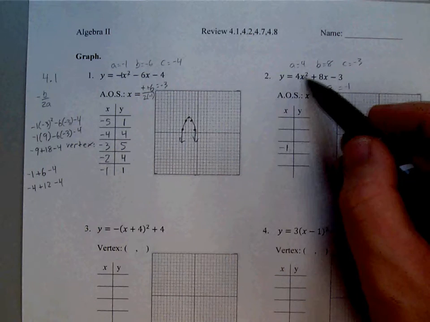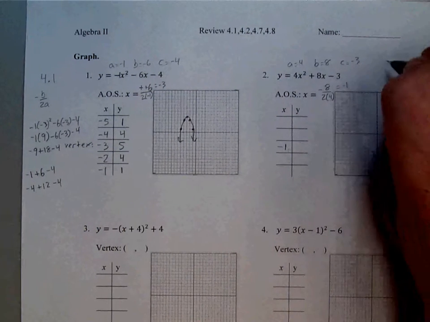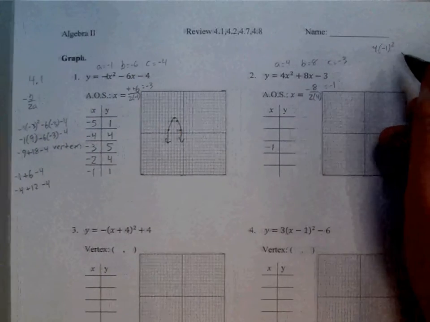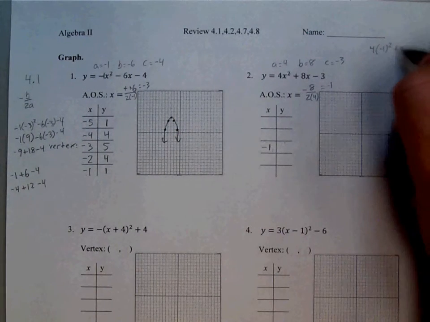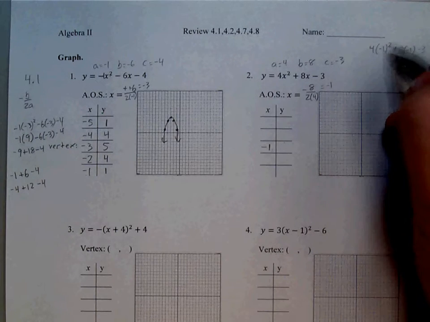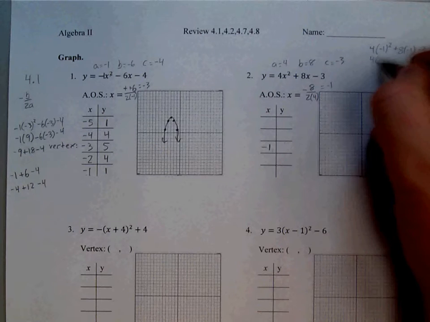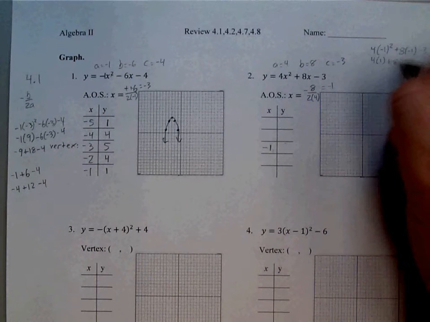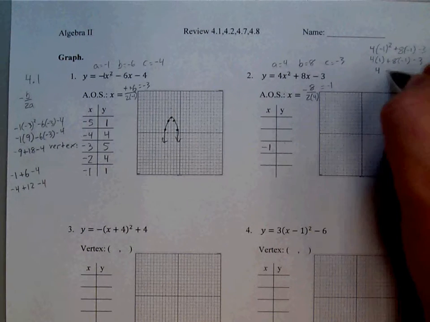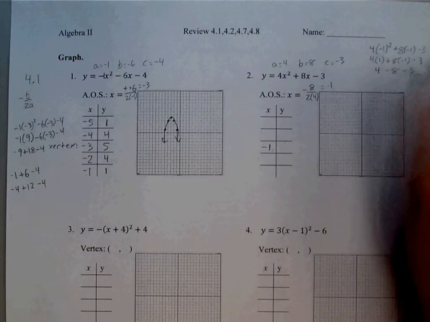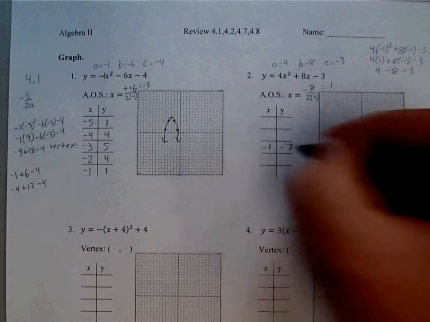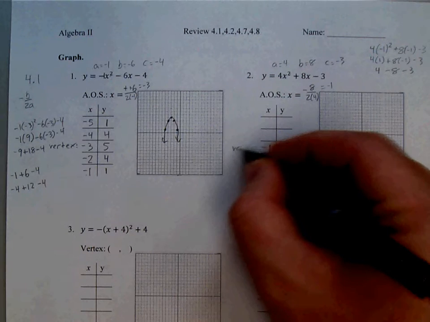Plug it in, square negative 1. Let's see, I'll do it up here. So 4 times negative 1 squared plus 8 times negative 1 minus the 3. Square negative 1, we get positive 1. 4 times 1 is 4. 8 times negative 1 is minus 8. Minus 3. So 4 minus 8 is negative 4, minus 3 is negative 7. So negative 1, negative 7 is my vertex.